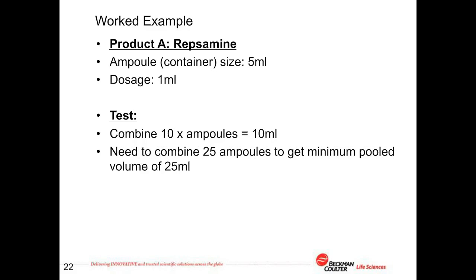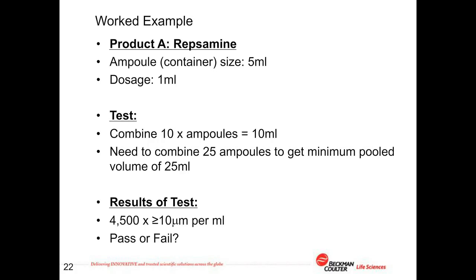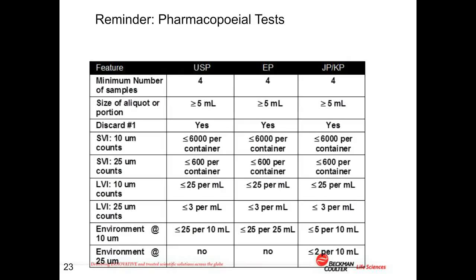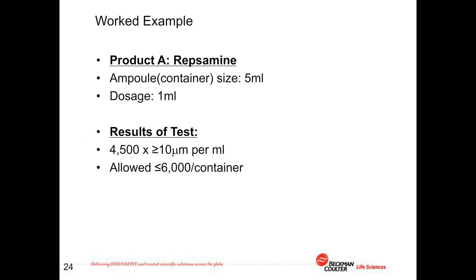So already we've got a variance there between what you might call standard practice. So say we run this fictional test, and the results of the test tell us that you've got 4,500 particles of 10 microns or larger per milliliter in those vials. Now, is that a pass or a fail? So let's go back to our pass-fail criteria. It tells us we are allowed a maximum of 6,000 of those particles at 10 micron or larger per container.